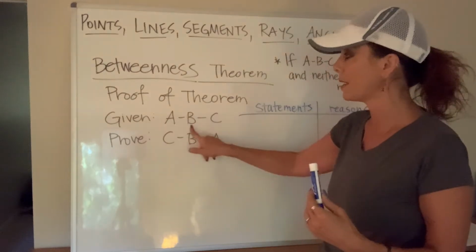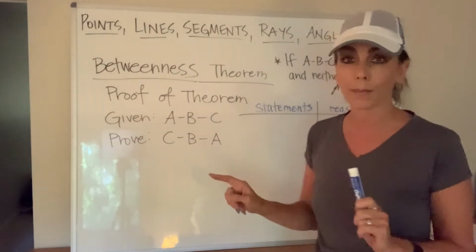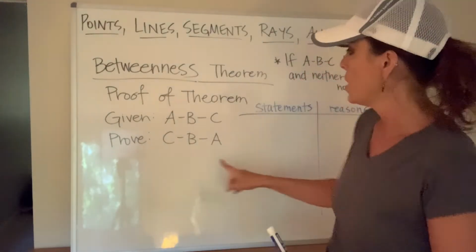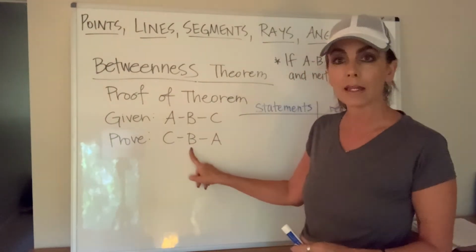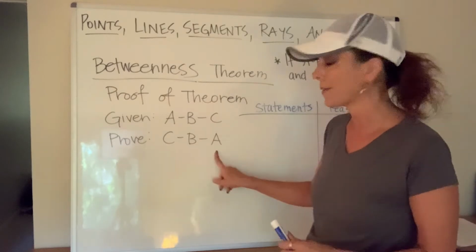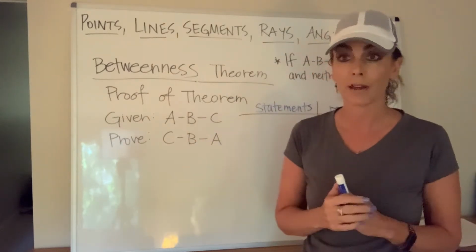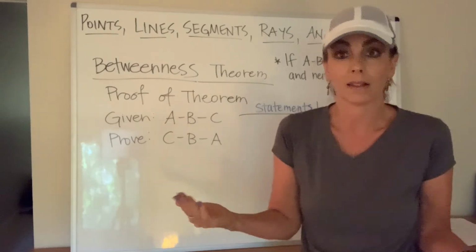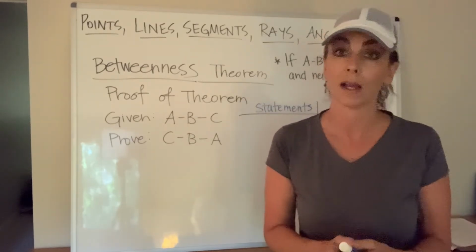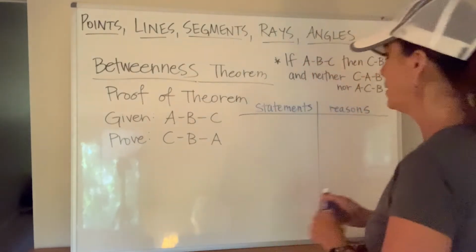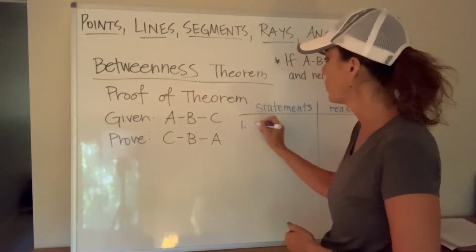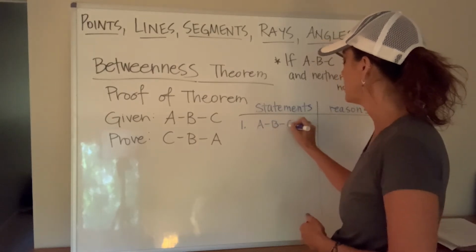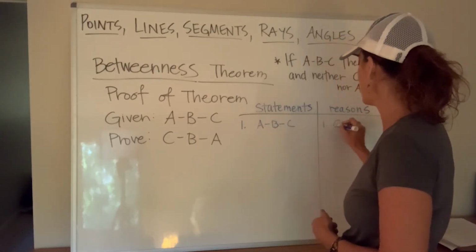We're given that B is between A and C. The first thing we want to prove, we're going to have to do in two parts because there are two parts of the theorem. The first thing we want to prove is B is between C and A. So let's start with what we're given. Write down the statement that you're given, and then the reason that we can write it down is because it's given to us. So we can say for number one that B is between A and C, and that's because it's given.